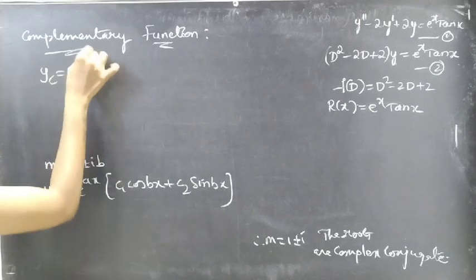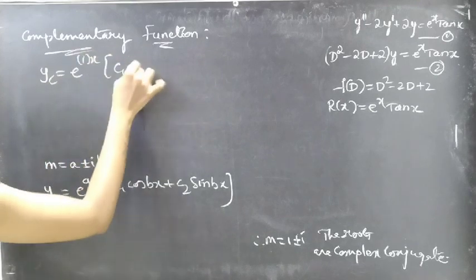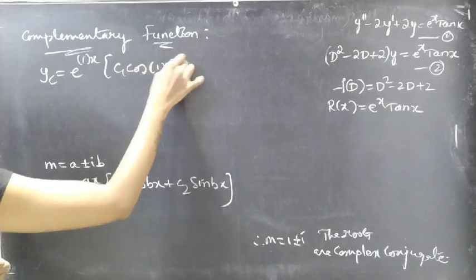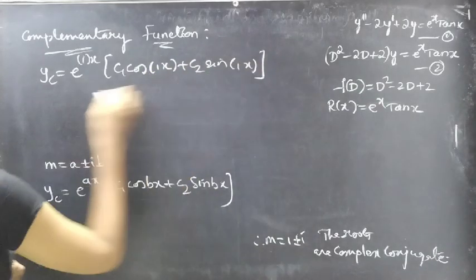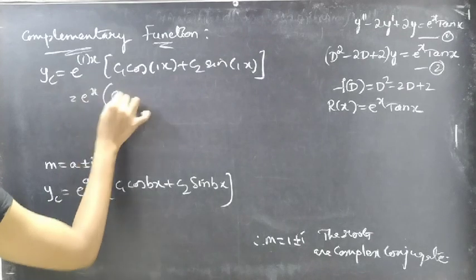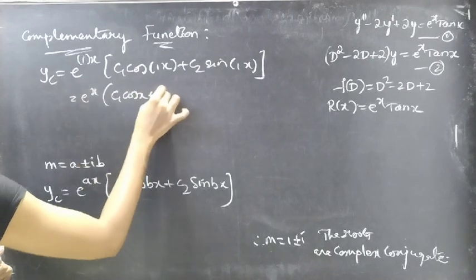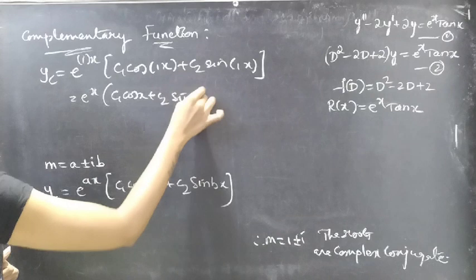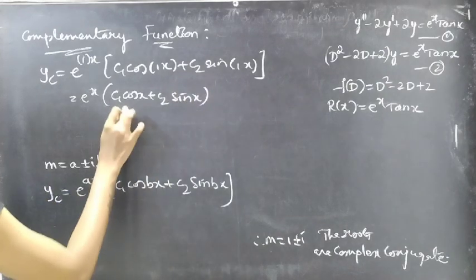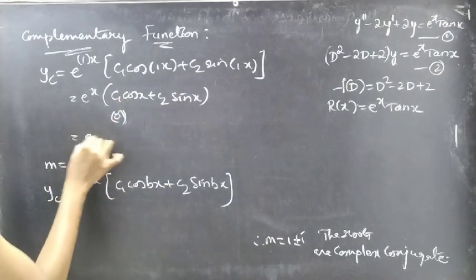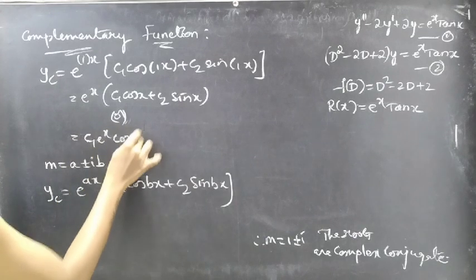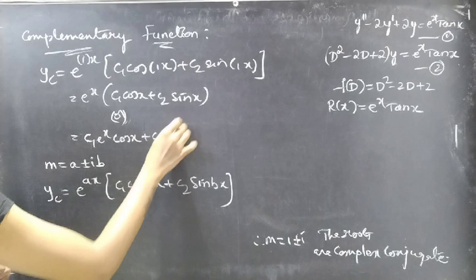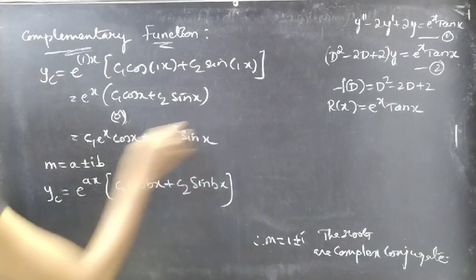Yc equals e power 1x times (c1 cos 1x plus c2 sin 1x), which gives us e power x times (c1 cos x plus c2 sin x), or C1 e power x cos x plus C2 e power x sin x.